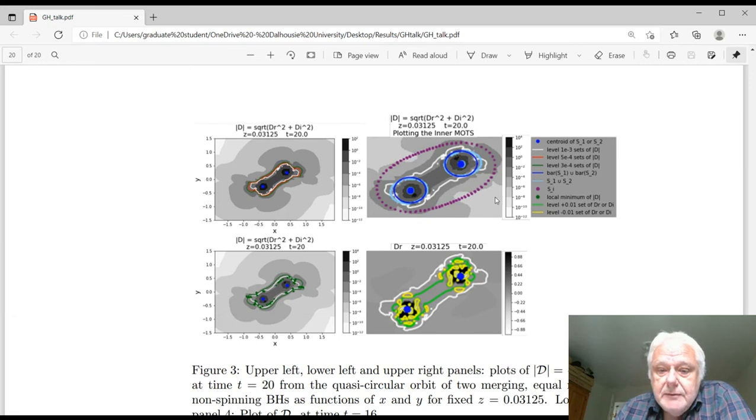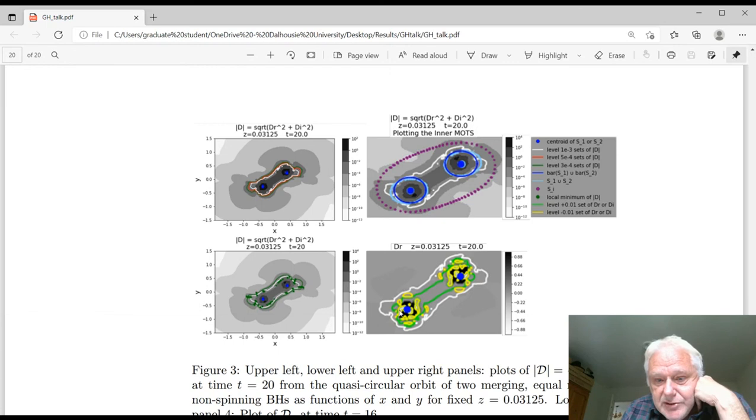By this time, the MOTS have bifurcated, and there's an inner MOTS and an outer MOTS. The inner MOTS is also indicated, and you can see that the inner MOTS is very roughly approximated by these contours. And there's an outer MOTS, which is the apparent horizon, which is actually not in view here. It's much larger. Here are the minima indicated to show that this contour is also possibly showing a minimum in this quantity, the absolute value of D.